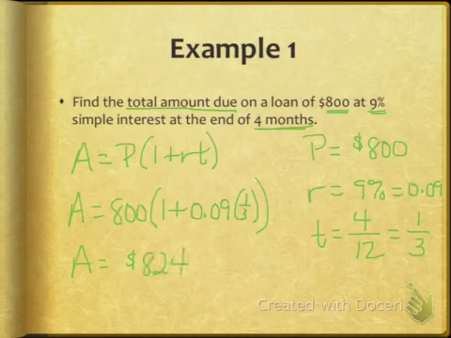$824. So let's just say it's a friend that's loaned you some money and they don't want to get too complicated about things. You say you're going to pay them right back within 4 months, so they just decide to charge you 9% simple interest. At the end of the 4 months, you would be paying $24 extra to your friend who allowed you to borrow the $800 from them in the first place.